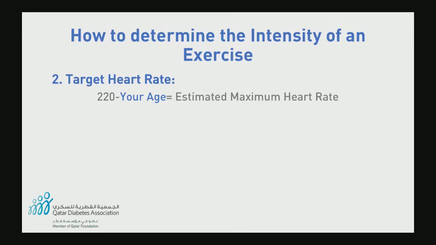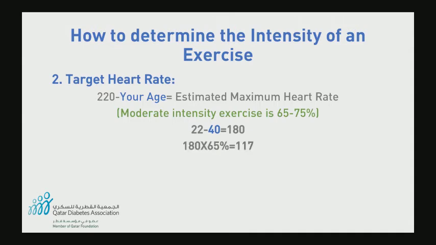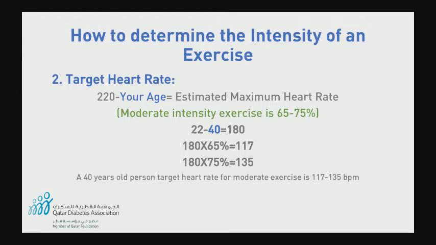If you want to do a moderate exercise, you only need to reach 65 to 75% of this number. So let's take an example of someone who's aged 40. Sorry, there's a typo here. It's 220 minus 40. This equals 180. That's the estimated maximum heart rate. And then 65% of 180 is 117 beats per minute. And 75% is 135 beats per minute. So if this person who's 40 years old wants to start a moderate exercise, we will advise him that his or her heart rate should be between 117 and 135 beats per minute.